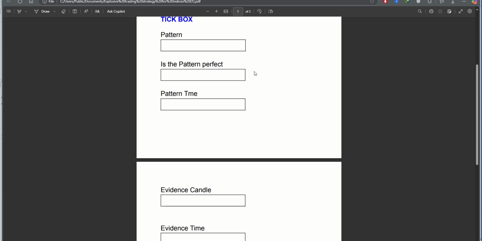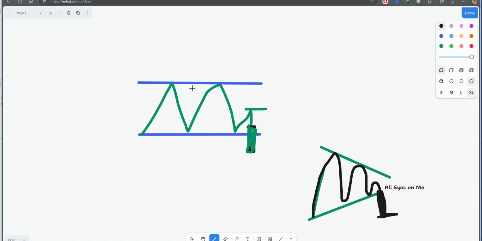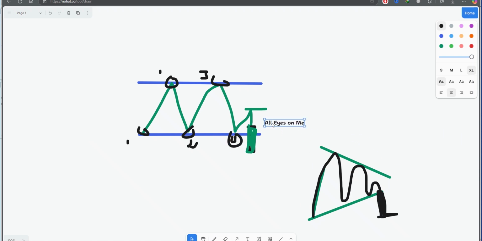Is the pattern perfect? I always say that for a pattern to be perfect, and this is highly important, it needs at least 3 touches up and 3 touches down. This is 1 down, 1 up, 2 down, 2 up, and then 3 down. So this one has 3 down. I made a mistake somewhere here, but it's just a simple mistake, don't worry.